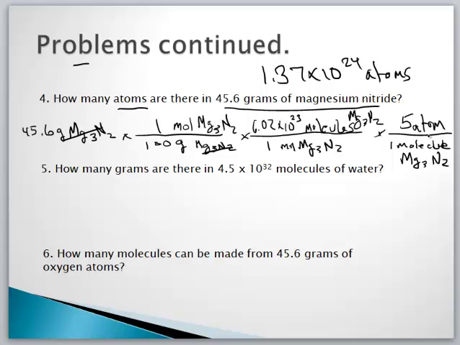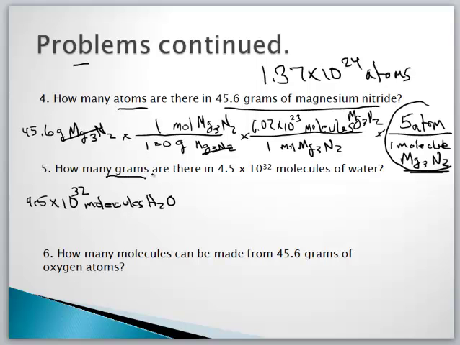The common mistake that you're going to see here, people are going to forget that last conversion and they're going to stop at molecules. That's where knowing the difference between a molecule and an atom in a molecule is very important. Alright, let's take a look at the last two. We've got 4.5 times 10 to the 32nd molecules of water, and we want to convert that to grams.